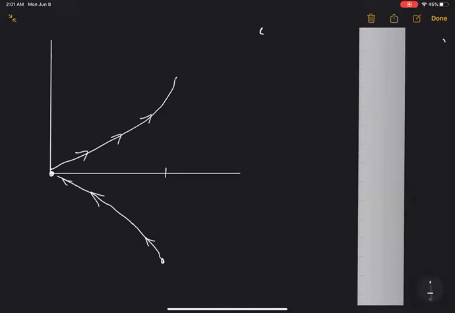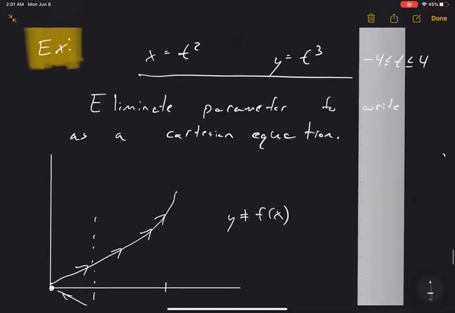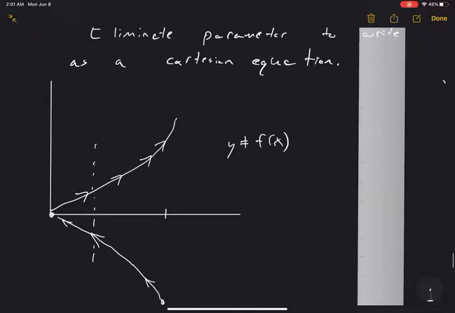And now that we've graphed it, maybe it's clear, right? This thing doesn't pass the vertical line test. So I can guarantee that y is not a function of x. That means if I write this as a Cartesian equation, I should do it the other way, right? I should write x as a function of y.